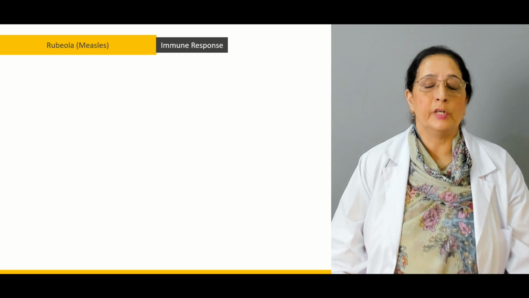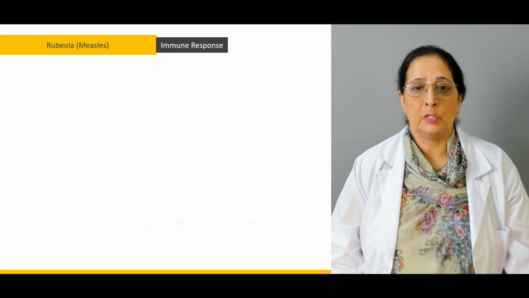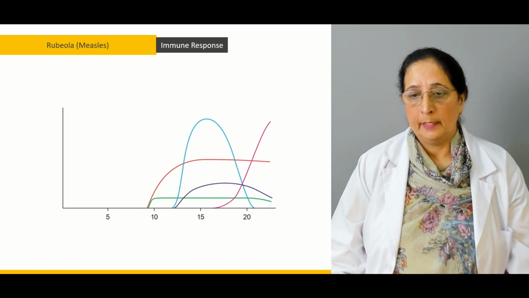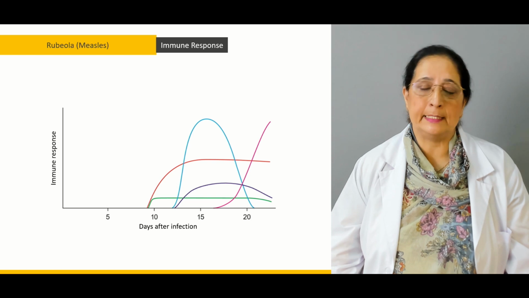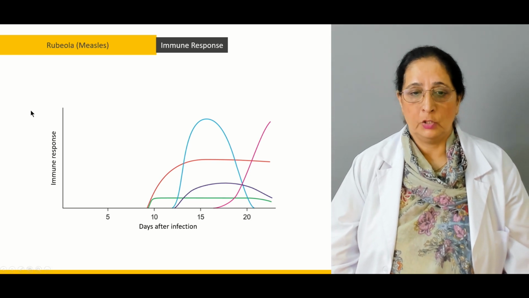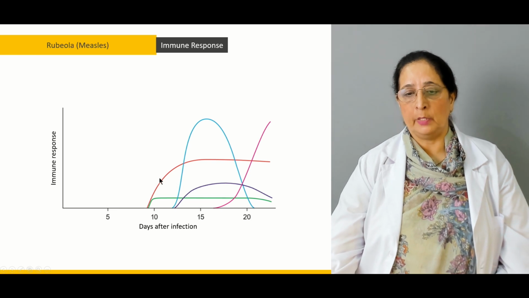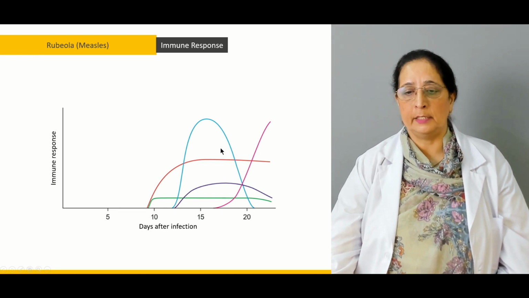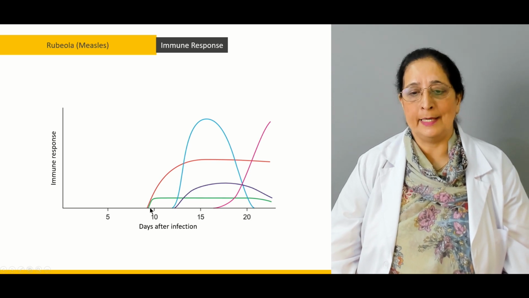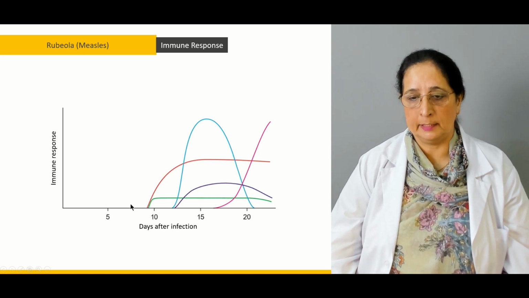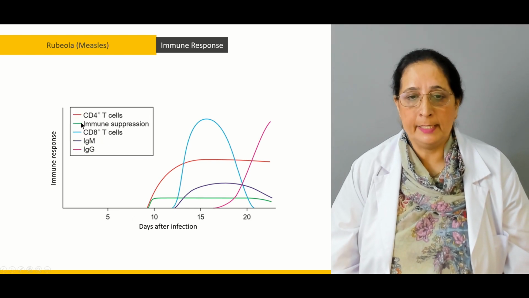Then the immune response in rubeola infection. After how many days after infection does the immune response start? Usually the immune response starts around the 8th day, close to the 10th day. So here, these are the red.